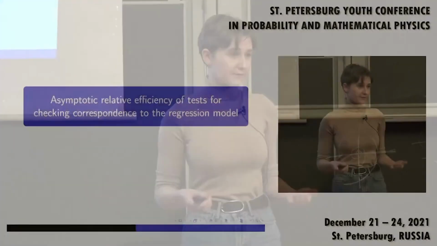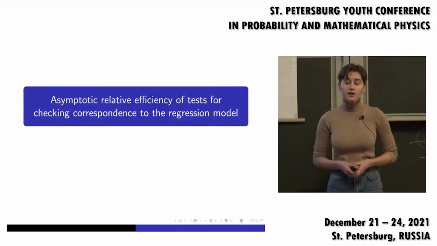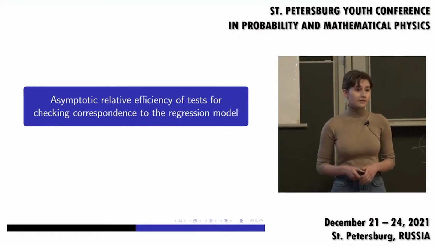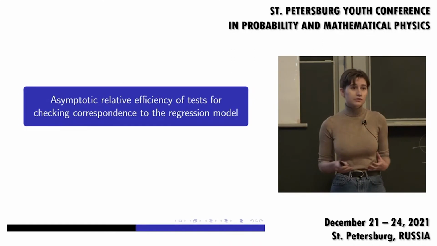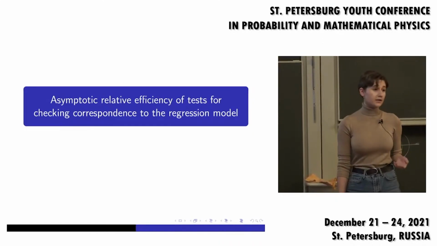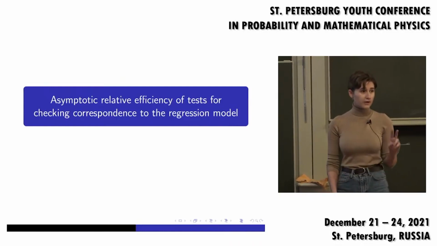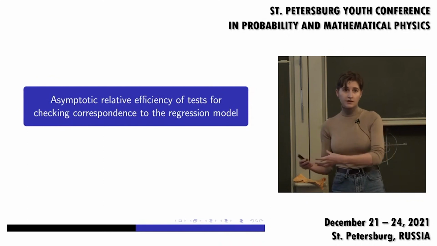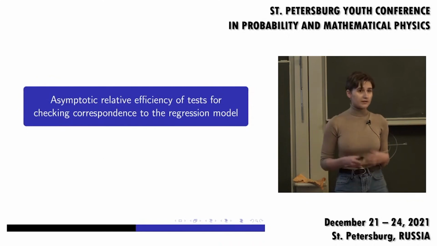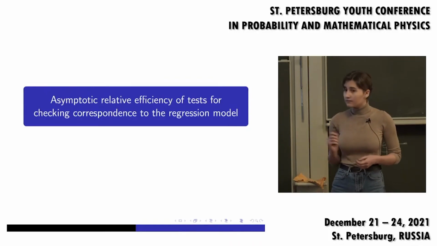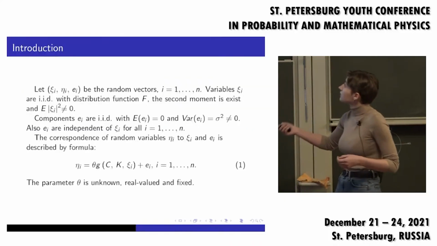I and my scientific advisor, Kovalevsky Artem Pavlovich, have been studying this theme during the last year, and I believe this theme is really important because in plenty of scientific investigations we can see different regression models and two questions: how well our regression model corresponds to some data, and which way is better to check it. I think these two questions have a crucial meaning. And let's go to the introduction.